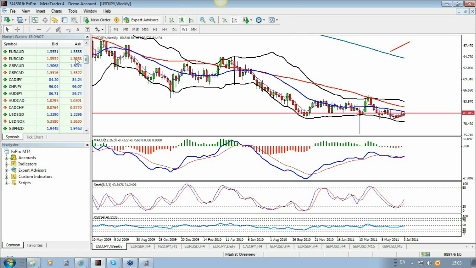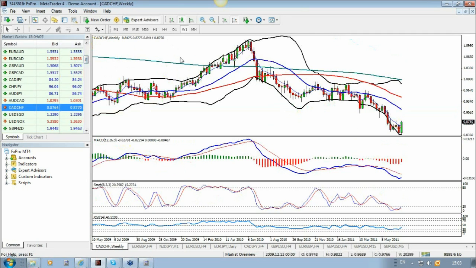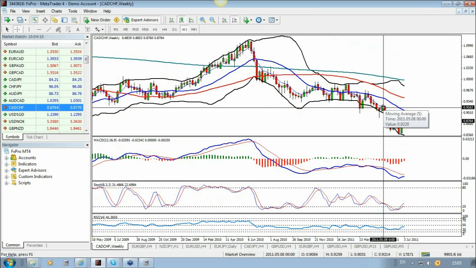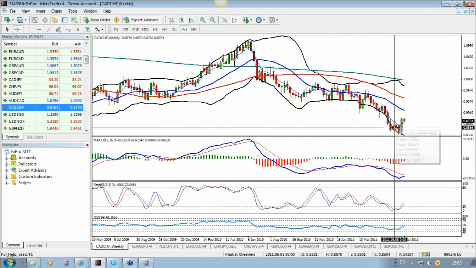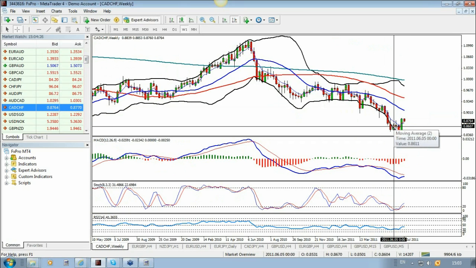Let me just show you where exactly. I started the Canadian franc here with this divergence of 92. I had the last additional part here, 086.